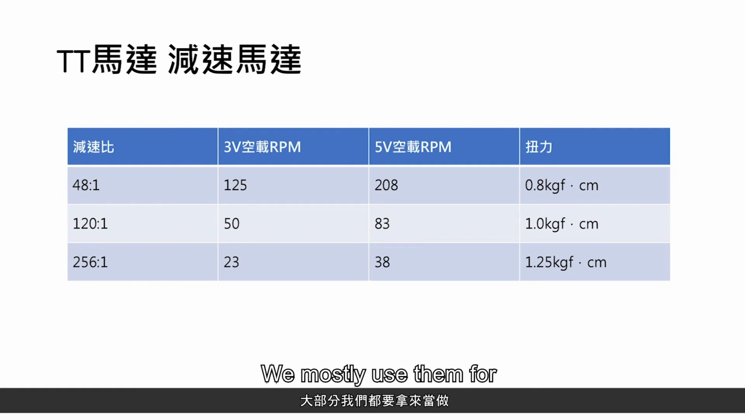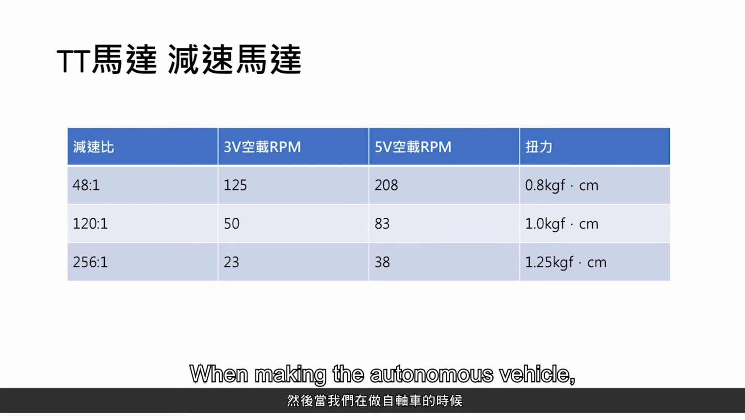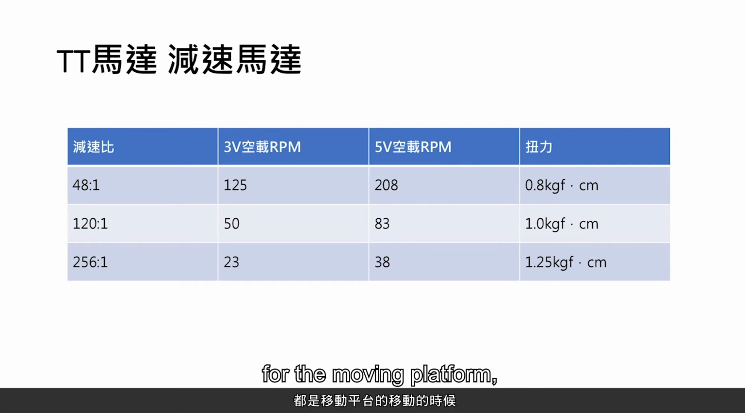We mostly use them for the motors in the chassis of the autonomous vehicle. These are the commonly used speeds: 48 to 1, 120 to 1, and 246 to 1. When making the autonomous vehicle for a moving platform, we usually use the 48 to 1 or the 120 to 1 ones. They differ in how much speed and torque you need.